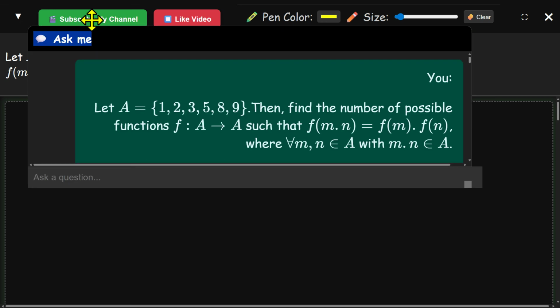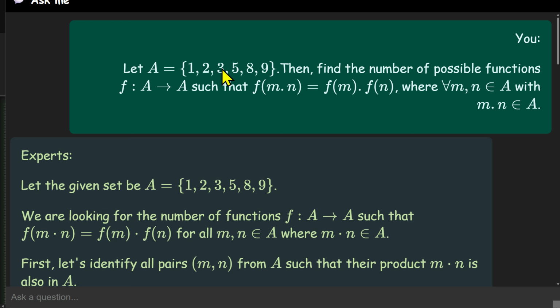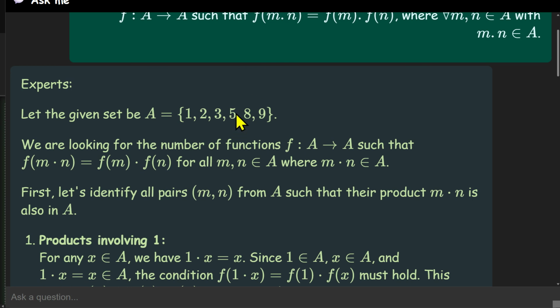ओके, इसका सॉल्यूशन देखो कैसे। A सेट में कितने एलिमेंट हैं, 1 2 3 4 5 6, 6 एलिमेंट हैं। So we are looking for the number of functions f from A to A such that f(mn) = f(m) f(n) for all m, n belongs to A, where mn belongs to A.